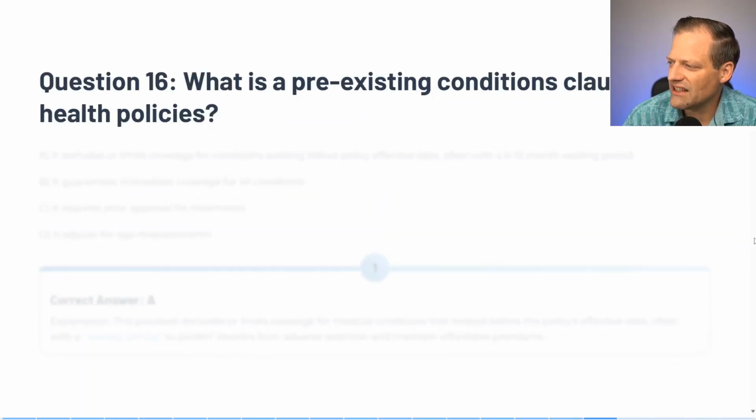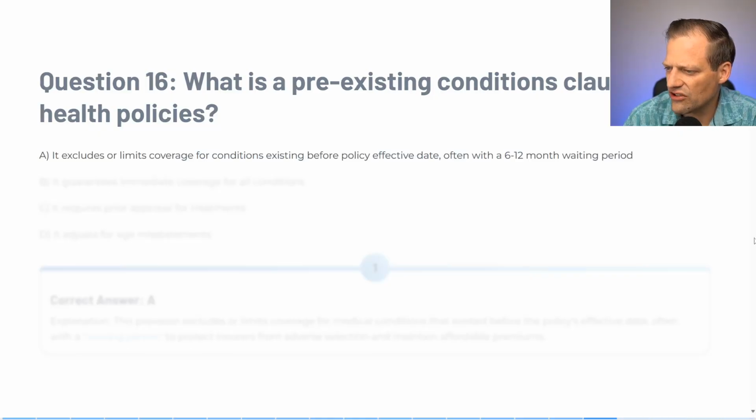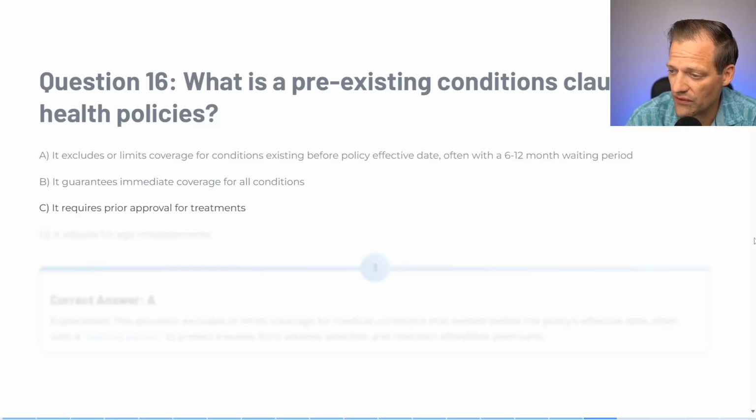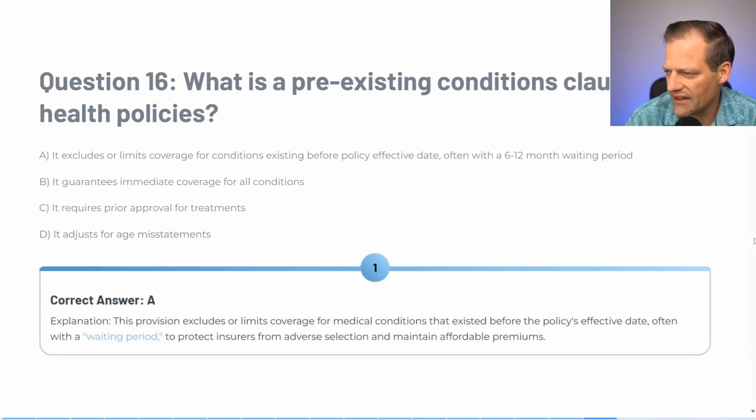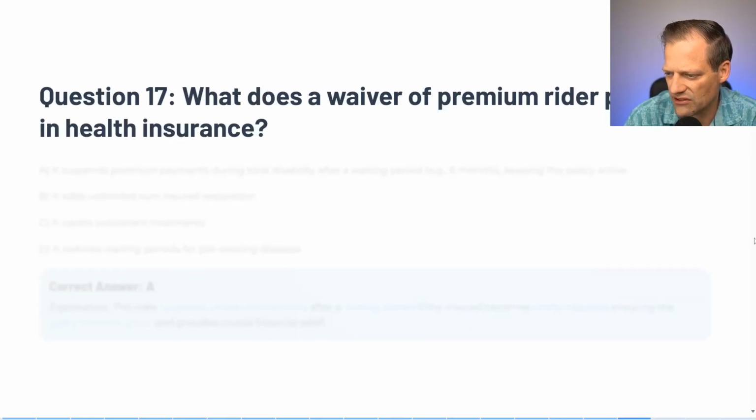What is a pre-existing conditions clause in health policies? A, it excludes or limits coverage for conditions existing before the policy effective date, often with a 6 to 12-month waiting period. B, it guarantees immediate coverage for all conditions. C, it requires prior approval for treatments. Or D, it adjusts for age misstatements. The answer is A. It's a pre-existing conditions clause, just limits coverage for certain conditions for a period of time, typically 6 to 12 months.